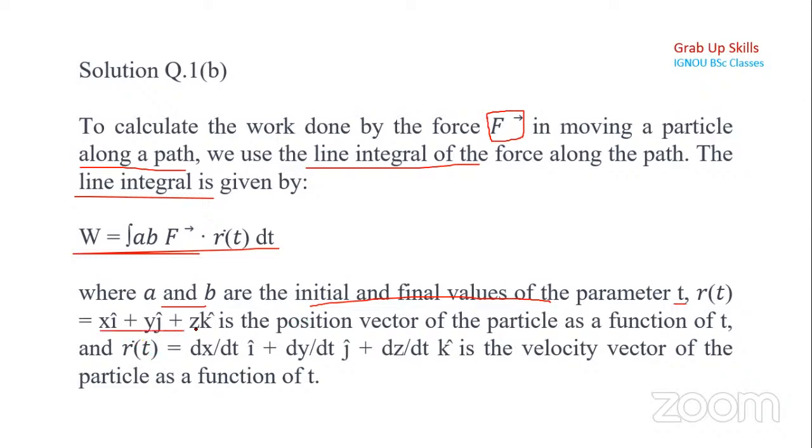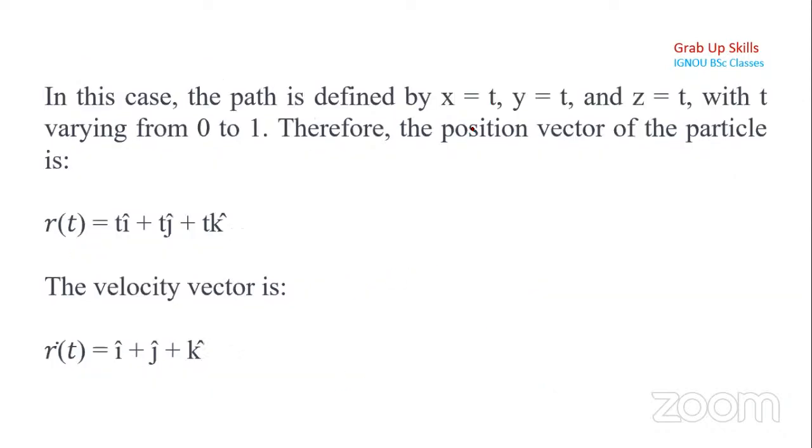This would be given in the question, the position of the particle as a function of t. And what is r'(t)? That is dx by dt i cap, dy by dt j cap, and dz by dt k cap. What are those? Those are the velocity vector of the particle as a function of t. So in this case, they have given x is equal to t, y is equal to t, and z is equal to t.